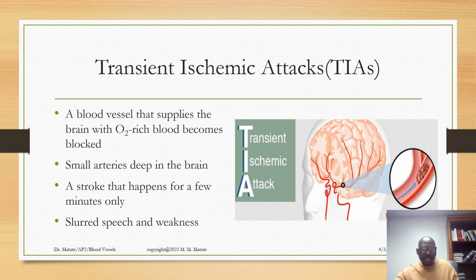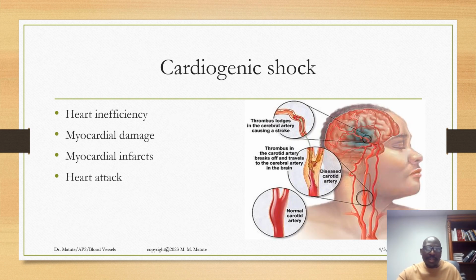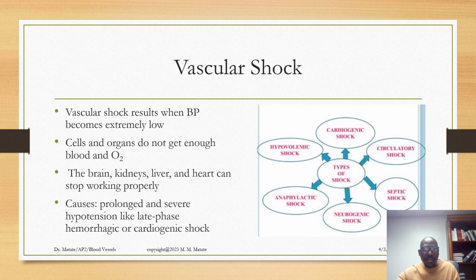All right. These are some cases of homeostatic imbalances. I think they are pretty straightforward. You can go ahead and actually read that. Cardiogenic shock: heart inefficiency, myocardial damage, myocardial infarct, heart attack, etc. So you can see here that the cells are actually dying, whether this is bluish or green. They are not getting enough oxygen, and once the cells actually start dying, that leads to damage of the brain.